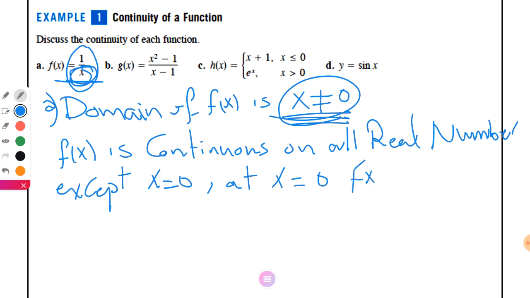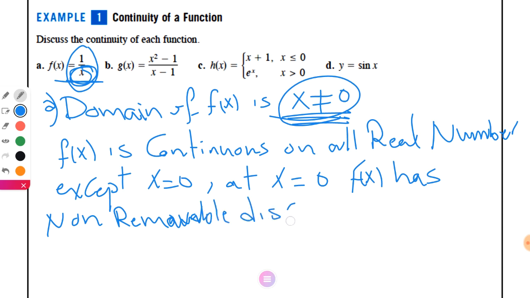So f of x has here a non-removable discontinuity. Clear or not clear? Why? We say non-removable if this function is in the simplest form and we can't redefine it. So we say this function has a non-removable discontinuity.